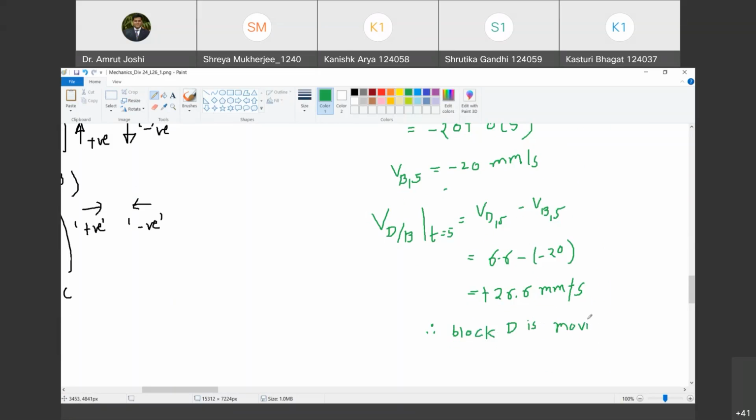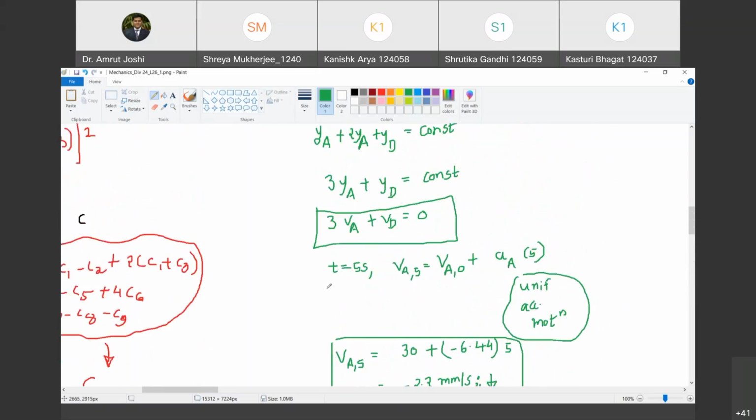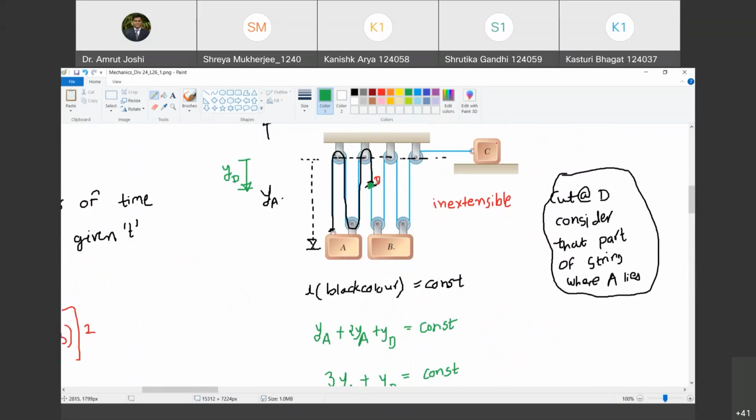Are you with me? Yes, sir. Moving up with reference to block B. So it can be done this way also. This is the easier way of solving this problem. However, I encourage you to solve this problem by writing the equation for the next part of the string in terms of YD. Are you with me?